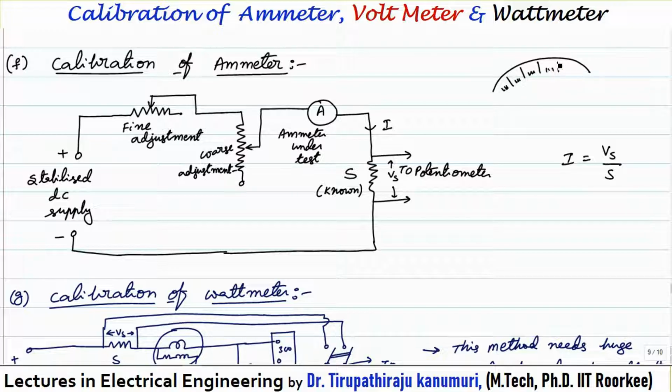Let us assume this ammeter has 0, 1, 2, 3, 4 amperes, for example. We will adjust these things and shift it to some major scale mark, that means at 1 we will look. Then we will measure the voltage drop across the known value of resistance. Let us assume S is the known value of the resistance.